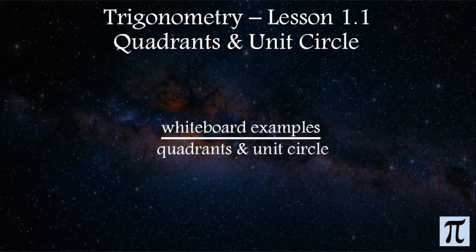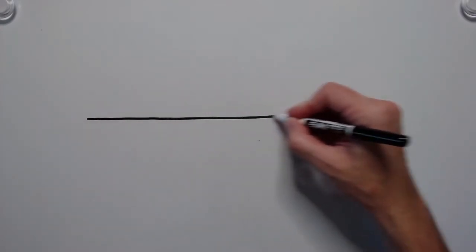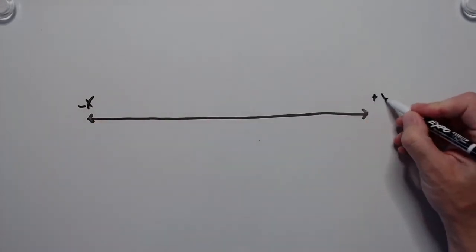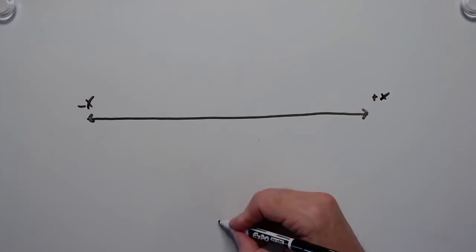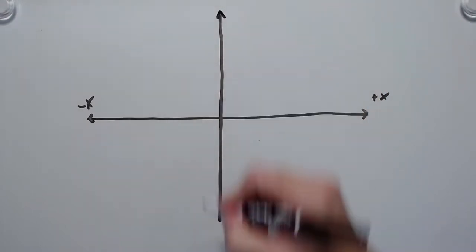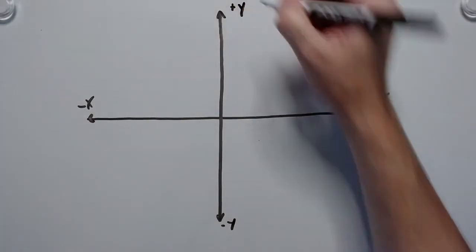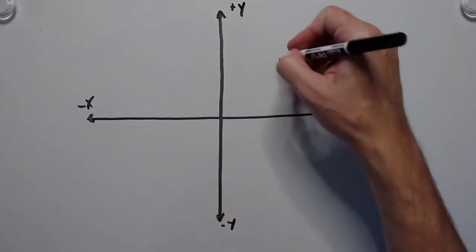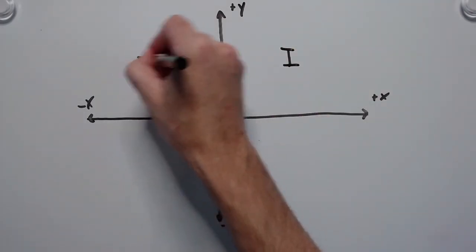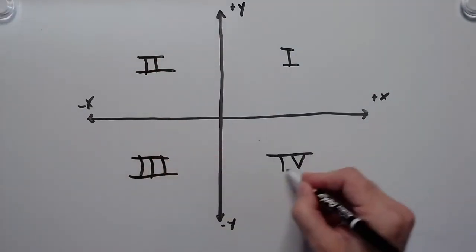Let's jump to the whiteboard and do some quick examples. All right, we're going to try to draw an x-axis here, like so. Put some arrows on it. Over here is negative x, here's positive x, and then perpendicular to that will be our y-axis. And we have our negative y here and our positive y up here. So this would be quadrant 1, and we go counterclockwise. So this is quadrant 2, quadrant 3, and quadrant 4.